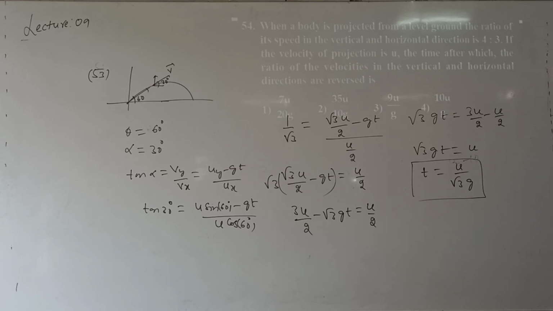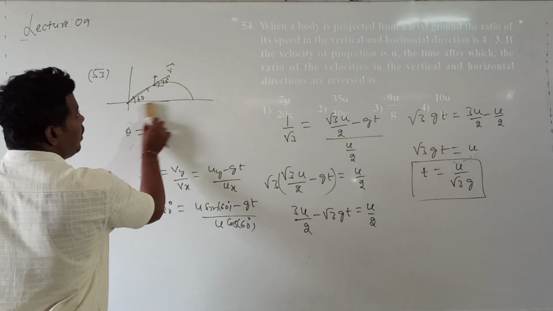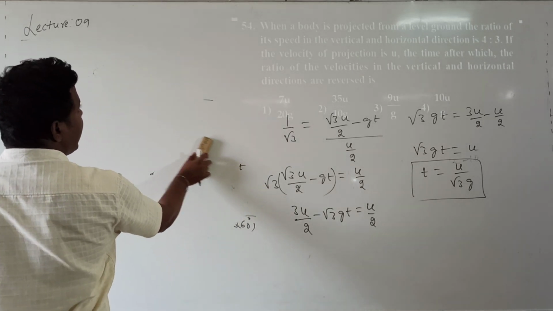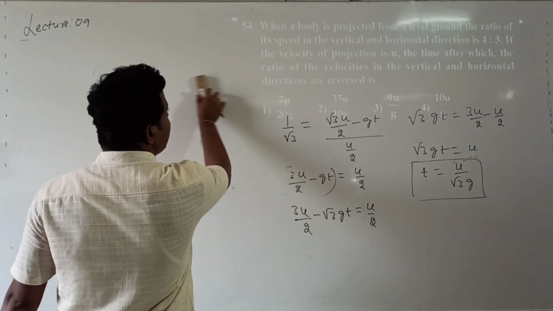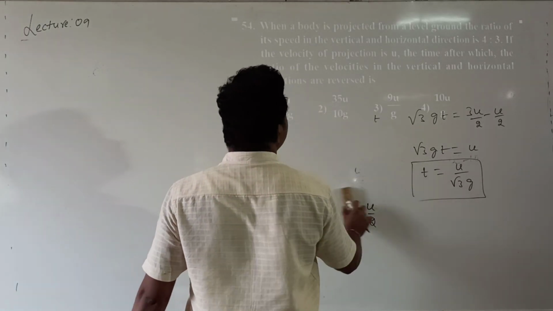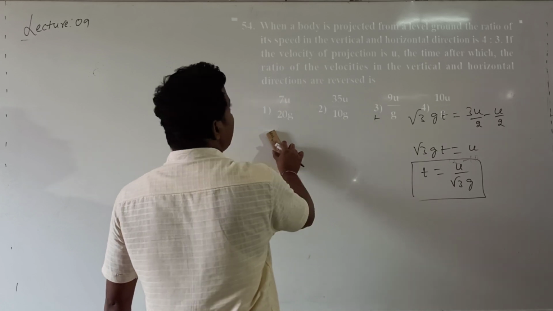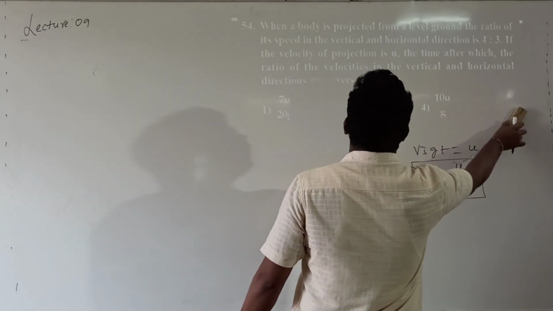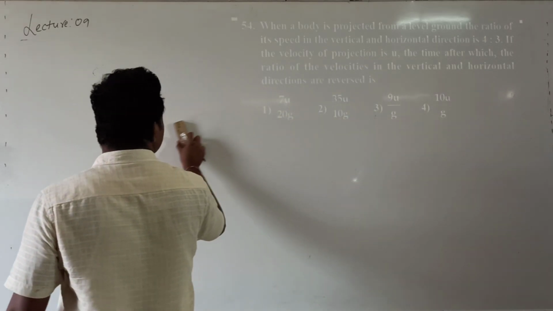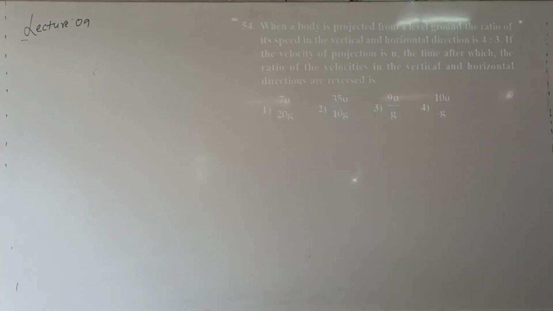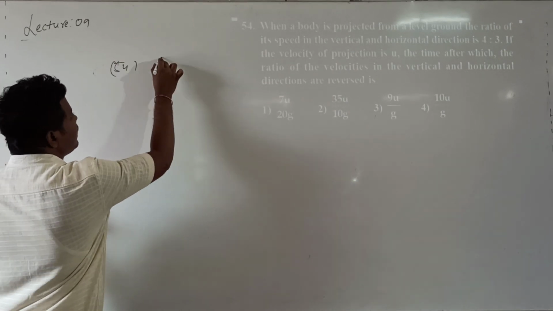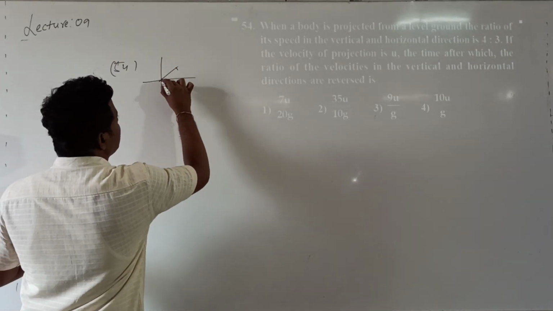Next one, question number 54. When a body is projected from level ground, the ratio of the speeds in the vertical and horizontal directions is 4:3. If the velocity of projection is u, find the time after which the ratio of the velocities in the vertical and horizontal directions will be reversed. A certain body is projected with some velocity at some angle of projection.